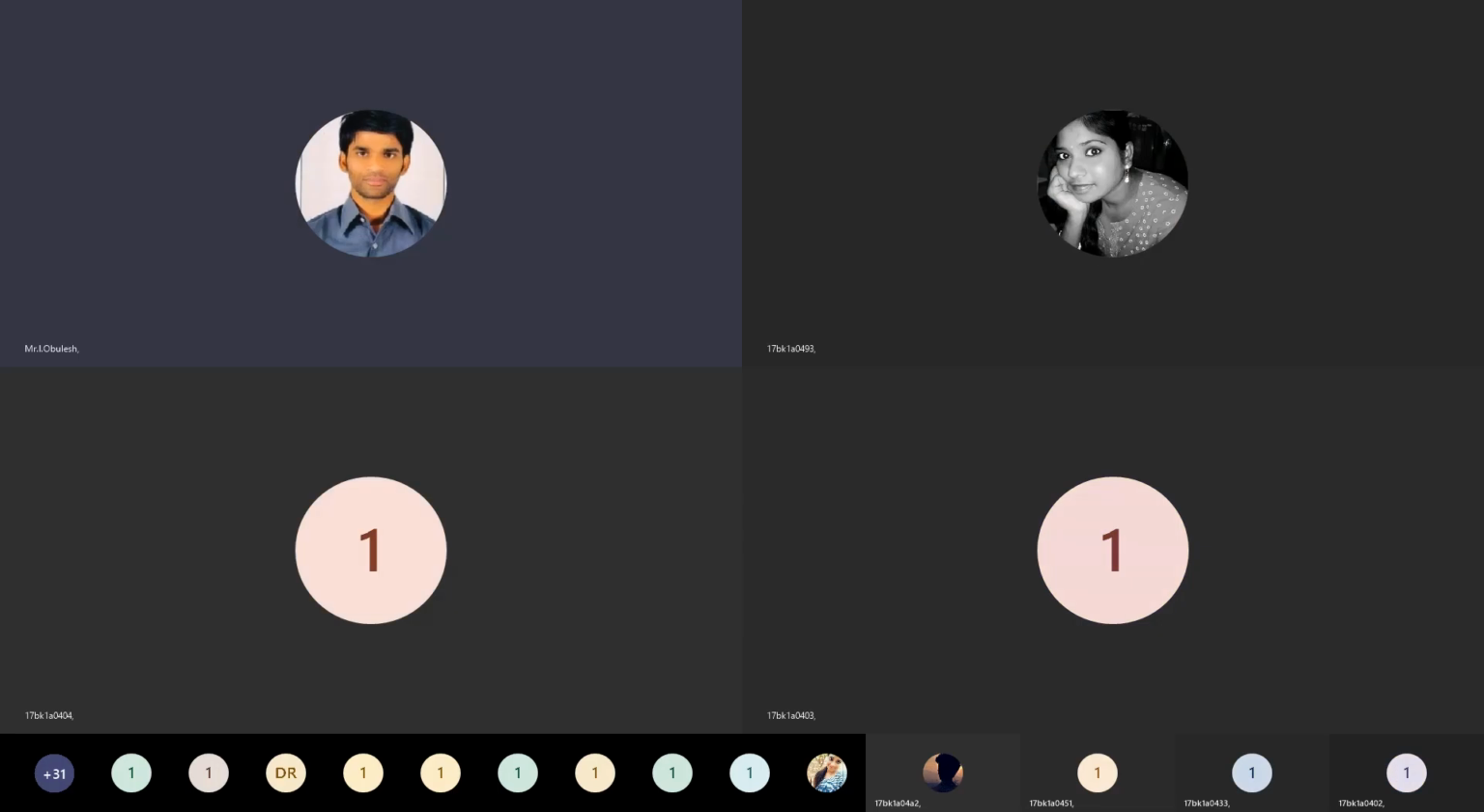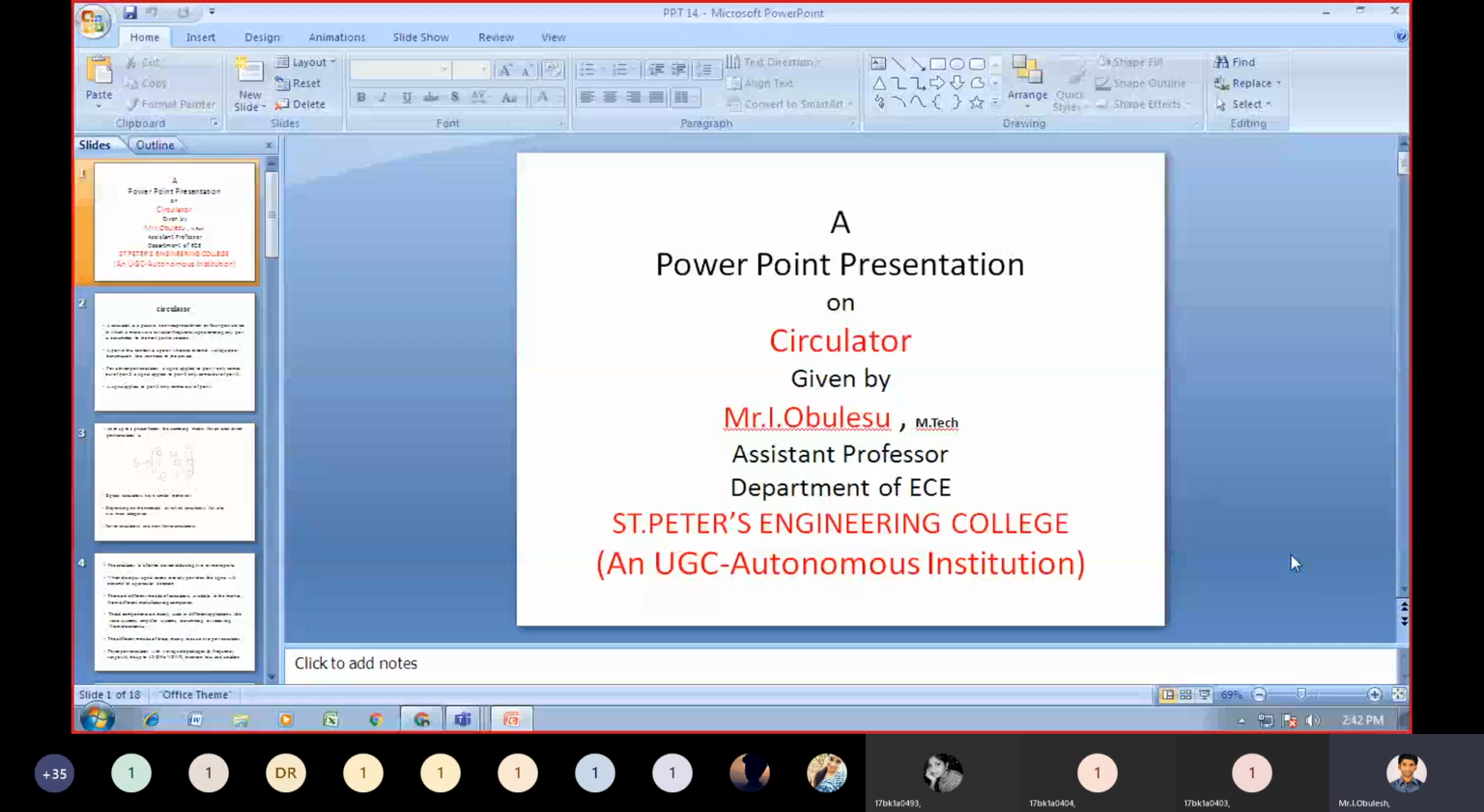So this is the last topic from the second unit, circulator. A circulator is a passive and non-reciprocal 3 or 4 port device.